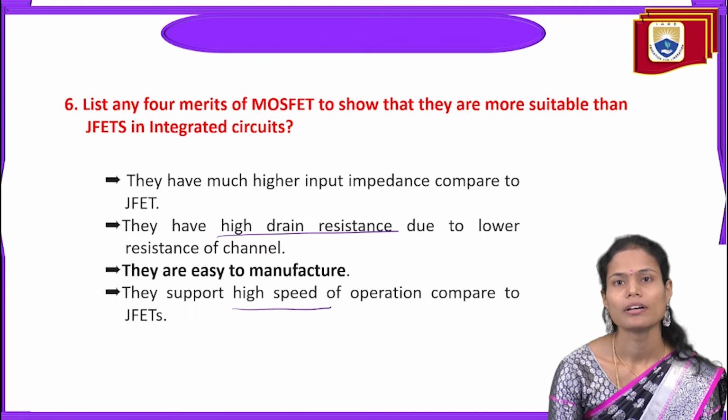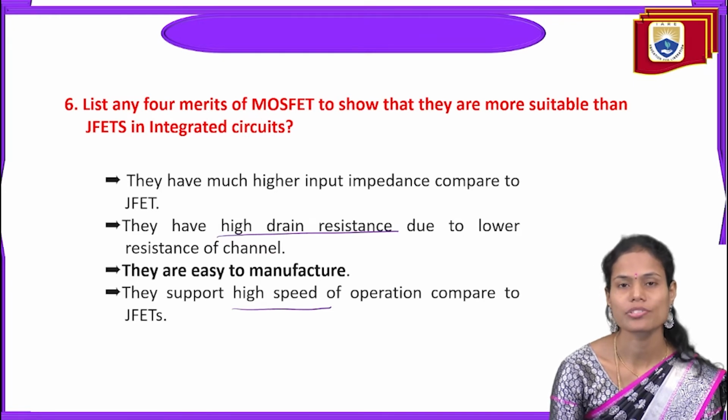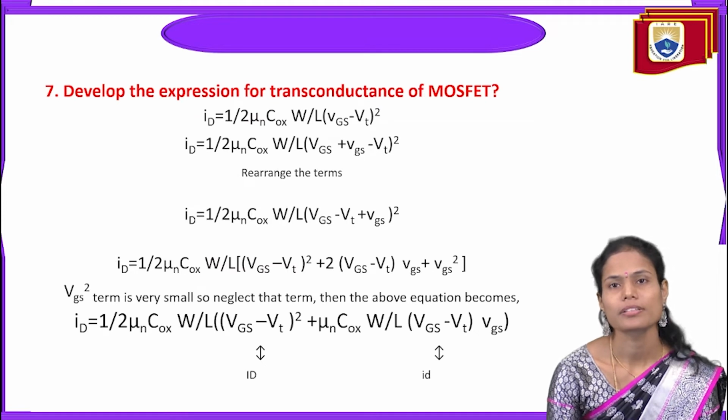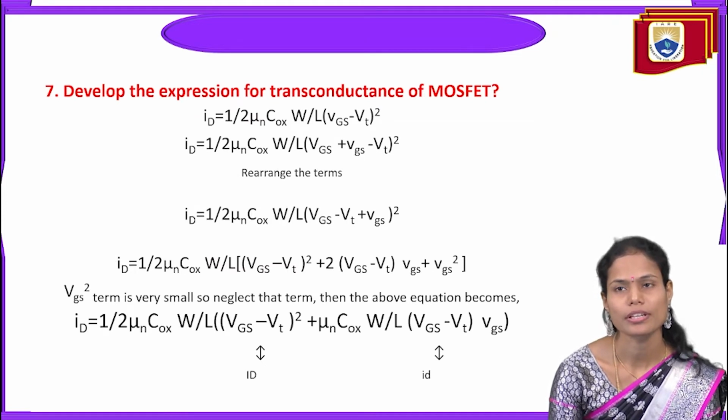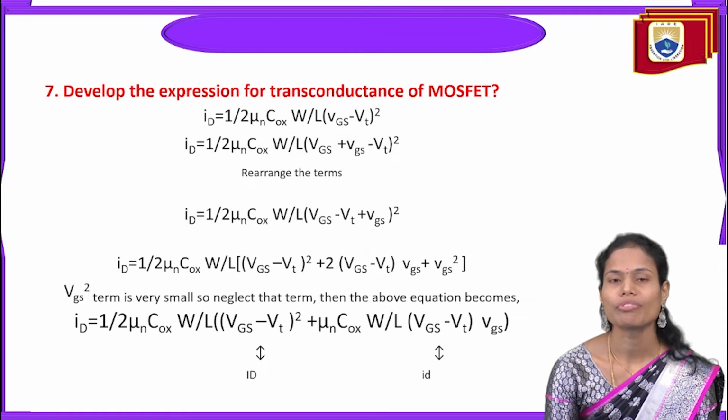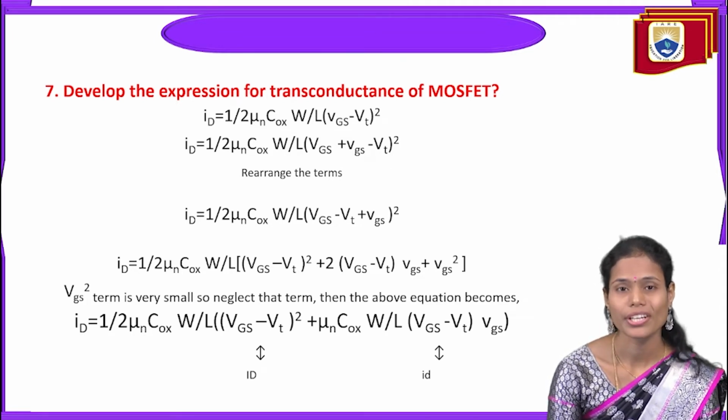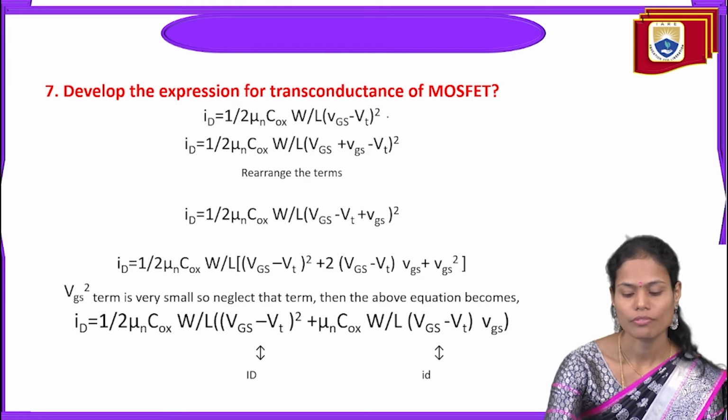So these are the four different advantages of MOSFETs compared to the JFETs. And next, develop the expression for transconductance of MOSFET. So to find the transconductance of MOSFET, we need to take the equation of drain current. So this is the equation of the drain current.